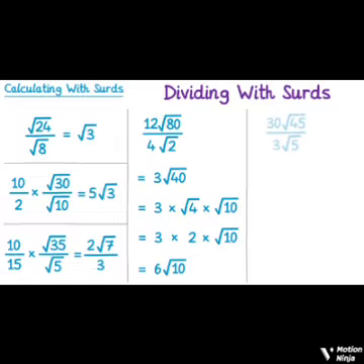And now let's try one more. 30 divided by 3 gives you 10, and then square root 45 divided by square root 5 gives you square root 9. This is a bit like the square root 36 one we had earlier, since the square root of 9 is just 3. So this is 10 times 3, which is 30.